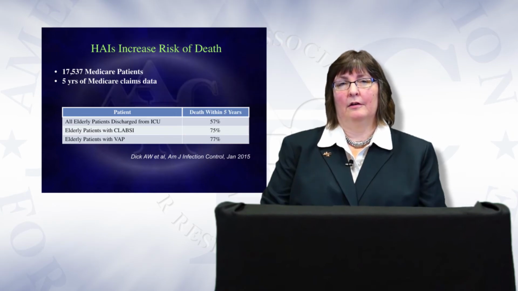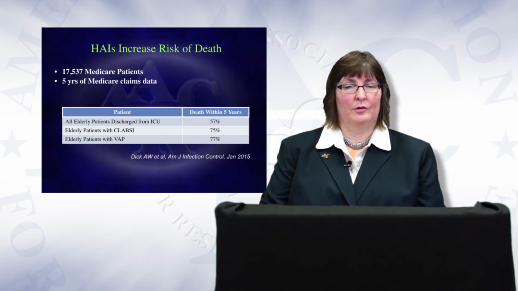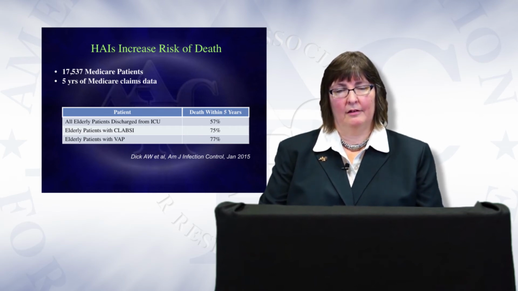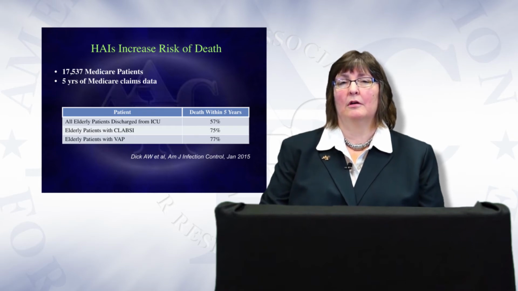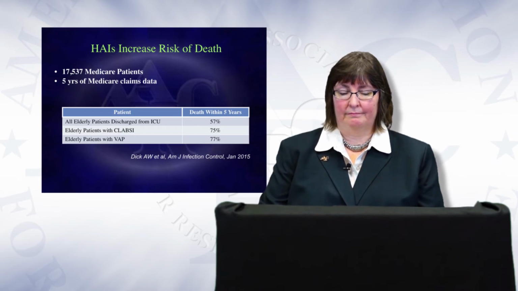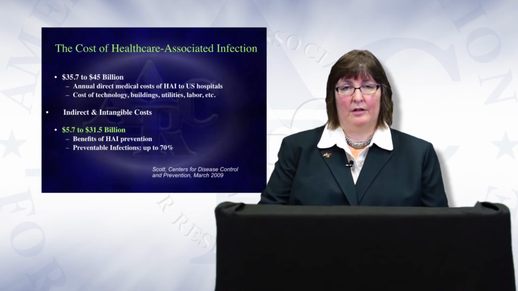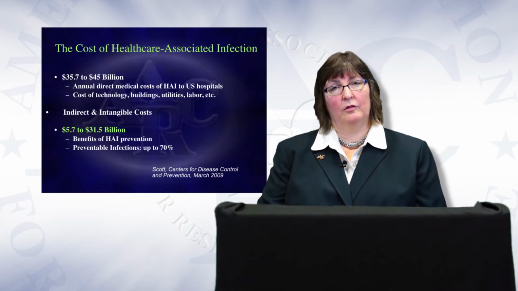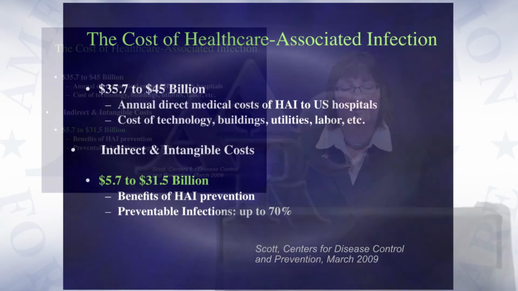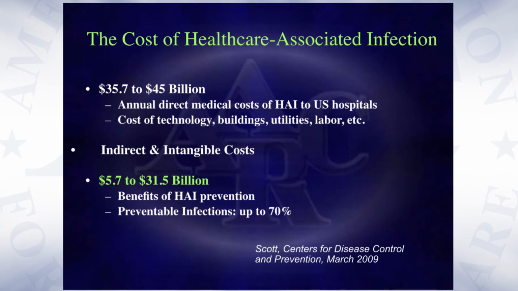The healthcare environment is a dangerous environment, and with the emphasis on reducing costs, there is a risk that the wrong programs will be targeted. It does cost a lot in direct medical costs to care for a healthcare-associated infection. As you can see on the slide, there's a range, 35 to 45 billion when those infections emerge, which includes the cost of the technology, the cost of the staffing, the cost of the space to care for patients, etc.